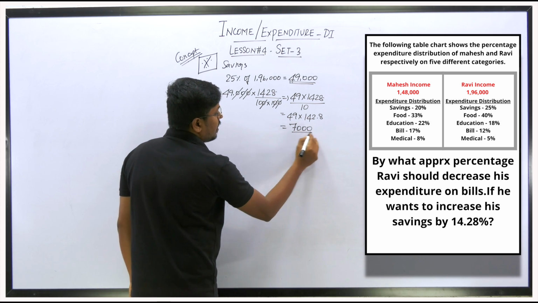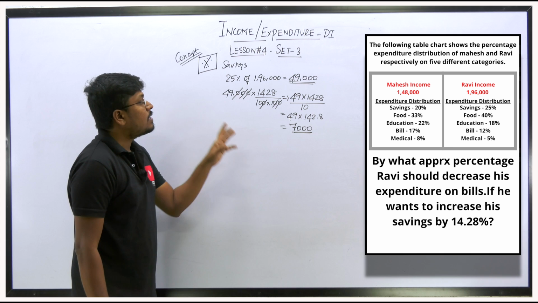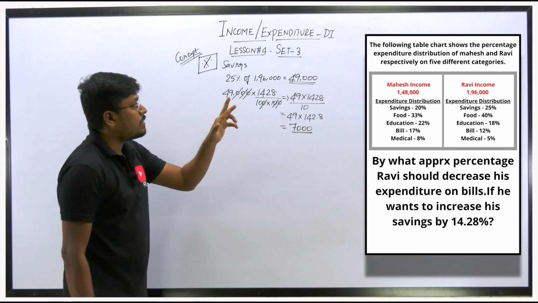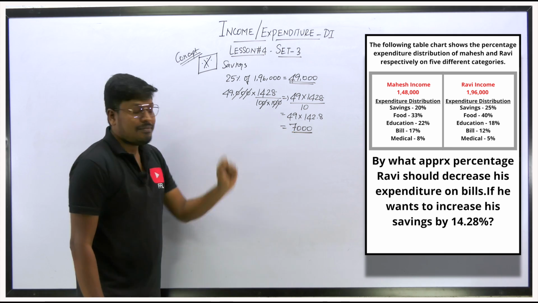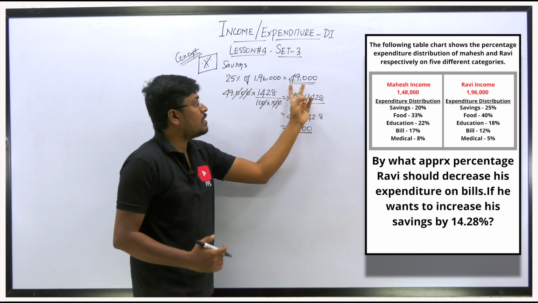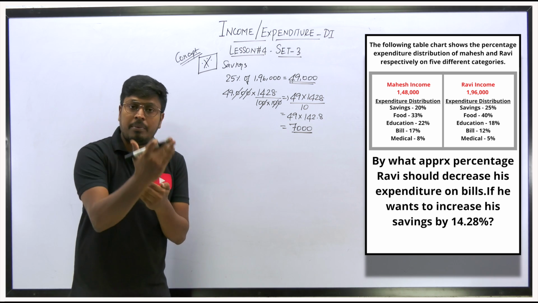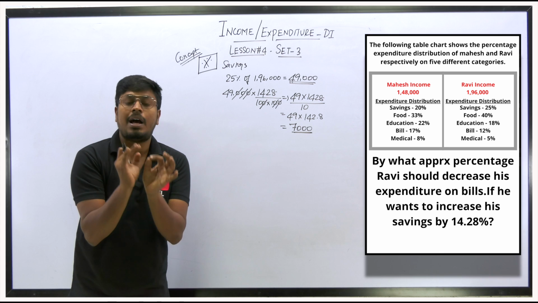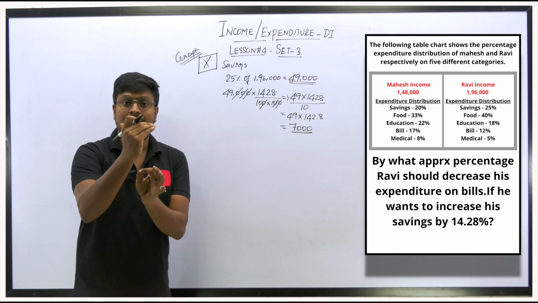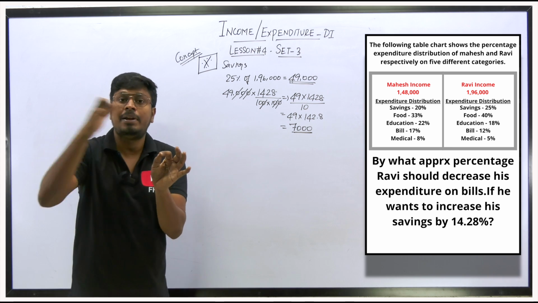I think we need to find an approximate answer. So we can say that 7,000. So here that 14.28% will be 7,000. Understood or not? From the total savings 49,000, what he is actually saving. So now he has to increase by 14.28%, which is 7,000 amount should be increased on the savings. This 7,000 amount should get decreased on the expenditure of the bill.